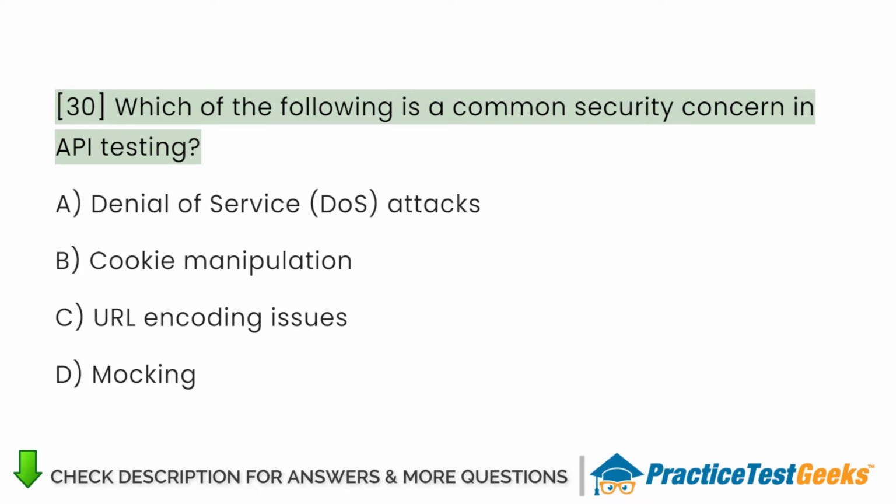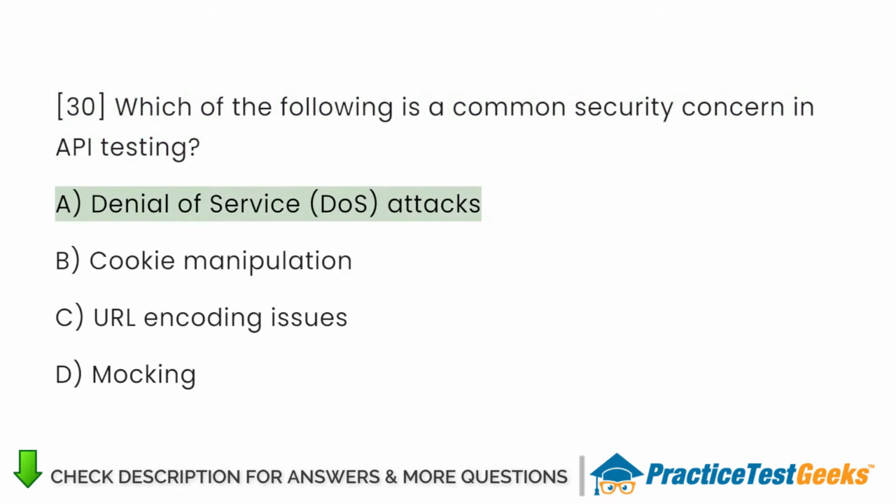Which of the following is a common security concern in API testing? A. Denial of Service, DoS, attacks. B. Cookie manipulation. C. URL encoding issues. D. Mocking.